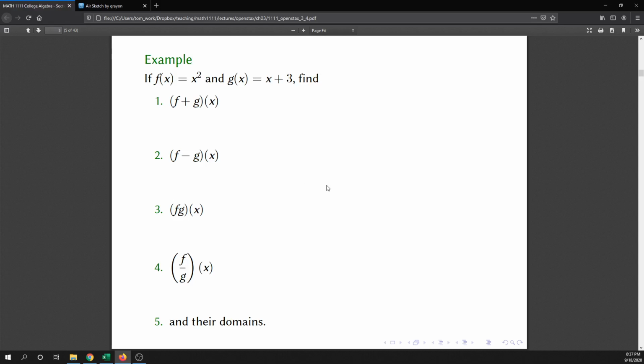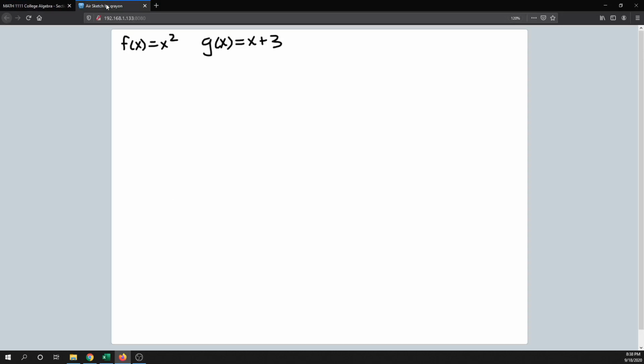Okay. All right, so in this problem, we are going to take a couple of functions. One is f of x equals x squared, and the other is g of x, which is x plus 3. And we are going to calculate f plus g, f minus g, f times g, and f divided by g. Okay, so first off is f plus g.